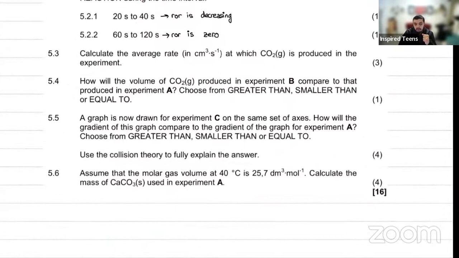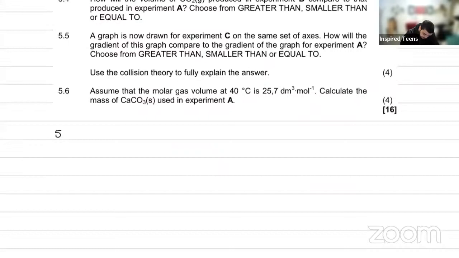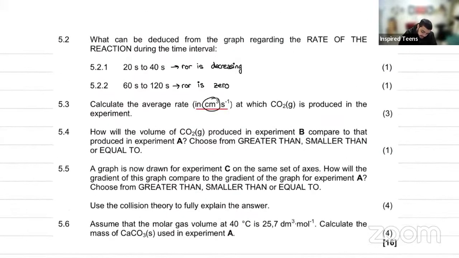All right, let's look at 5.3. It says calculate the average rate, in centimeters cubed per second, at which the carbon dioxide is produced in the experiment. For this, we need to remember the rate of reaction. Rate of reaction is equal to the change in mass, moles, concentration or volume over change in time. In this case, they want it in centimeters cubed per second. That means volume per second, over delta T.